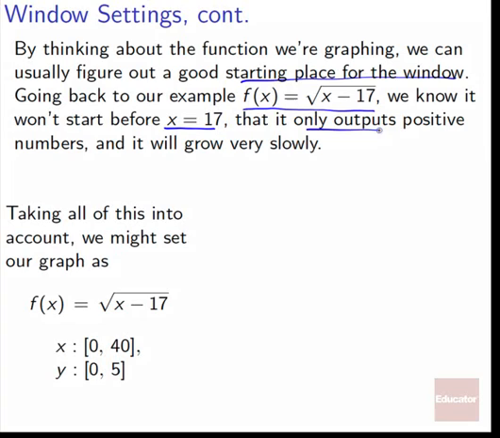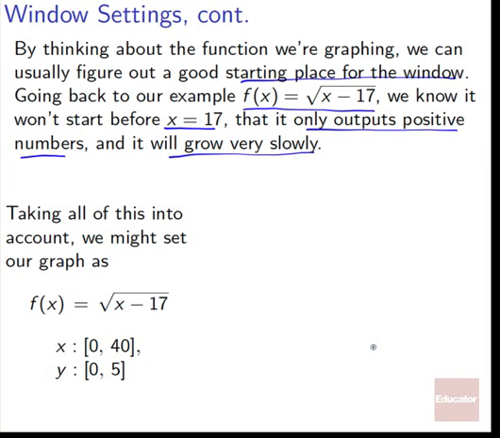We also know it only outputs positive numbers because it's a square root, which only allows us to get positive numbers out of it. And finally, we know that it's going to grow very slowly because we've probably graphed a square root function before, and we know that they slow down the farther we get out.